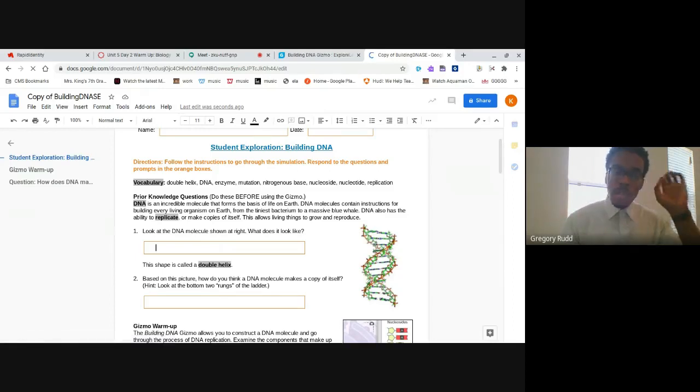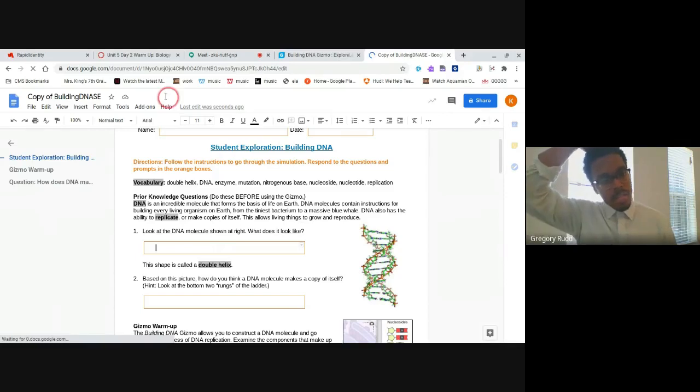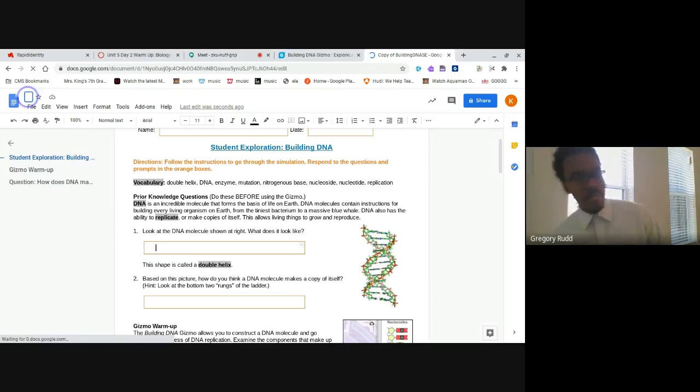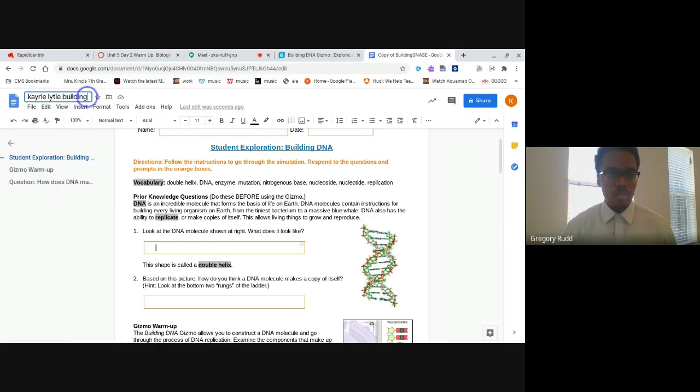Now, what I want you to do, Kyrie, is change the name of this document. So click in the top left where it says copy of, blah, blah, blah. Delete the copy of and type your name. Okay, well, that's fine. So Kyrie Little, building DNA. Excellent.